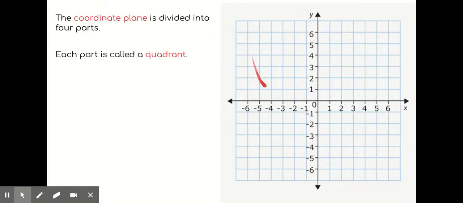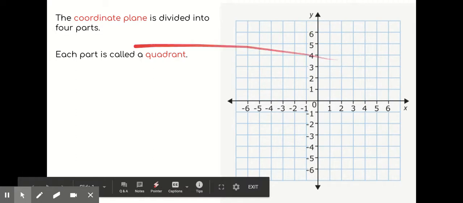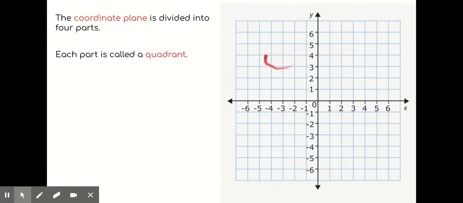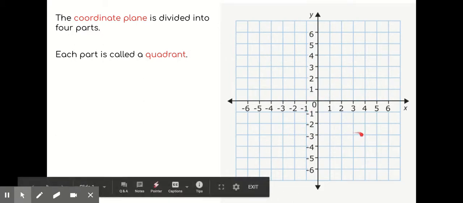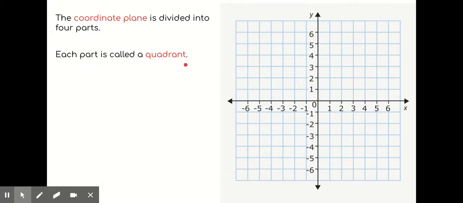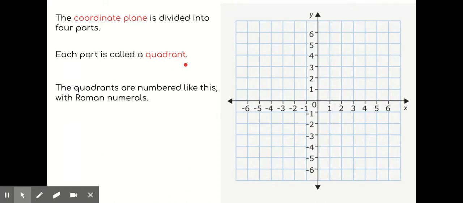Here's the coordinate plane. It is divided into 4 parts. Here's a part, here's a part, here is a part, and here is a part. 4 parts. Each part is called a quadrant. The quadrants are numbered like this with Roman numerals. Quadrant 1, quadrant 2, quadrant 3, and quadrant 4.